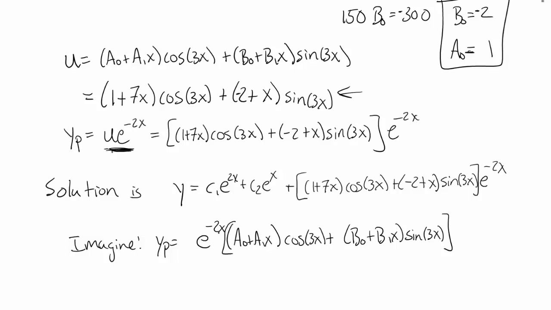That's my particular, which means my solution overall was the homogeneous c₁e^(2x) plus c₂e^x, plus my particular, which is (1 plus 7x) cosine of 3x plus (negative 2 plus x) times the sine of 3x, all that times e to the negative 2x.